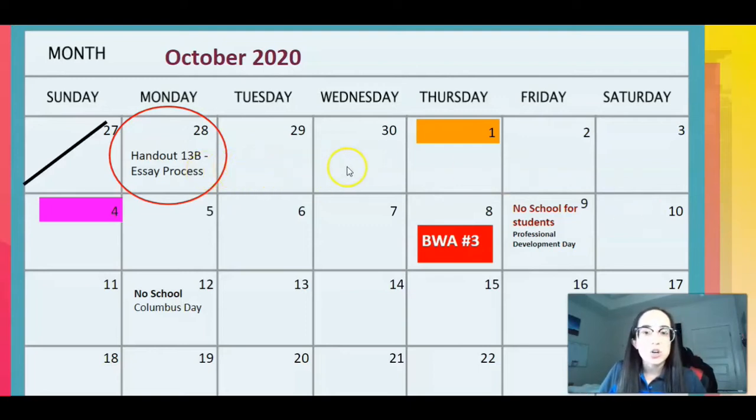I also put in here that the first day of October will be this Thursday, so we're finishing these last 3 days of September. And I highlighted October 4th because that is my birthday, yay! Throughout that week, boys and girls, next week on the 8th, we will be having our bi-weekly assessment number 3. And then on Friday, you will not have any school.